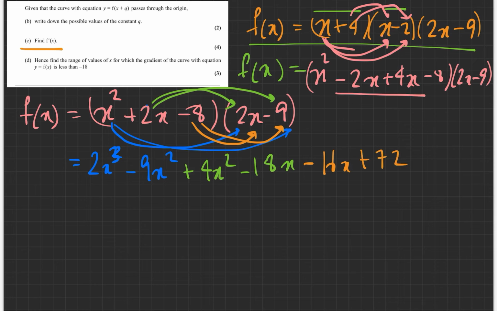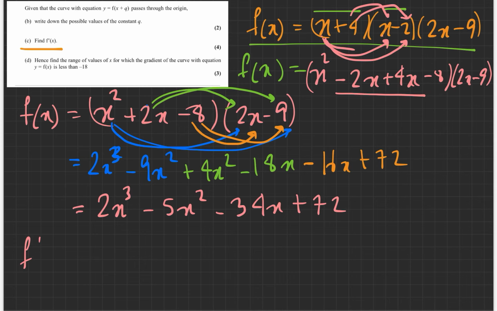Okay, now I'm going to combine them. Let's add the ones that we can. So I'm going to say 2x cubed is the only one that is x cubed. Now let's get the x squared added together. So minus 9x squared plus 4x squared is minus 5x squared, right? And then minus 18x minus 16x is minus 34x, and then 72 remains as it is. So plus 72. Right, now our equation is so much simpler and so much more familiar with how we can differentiate this.